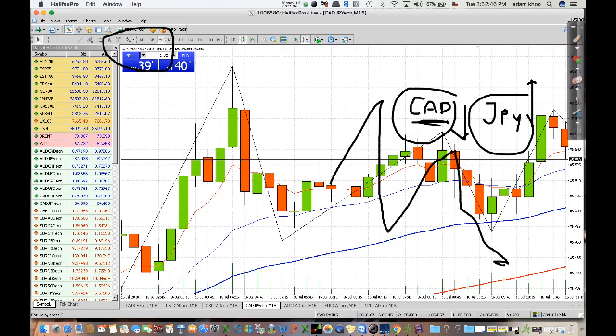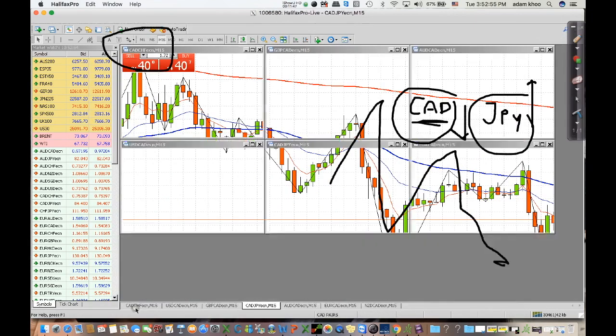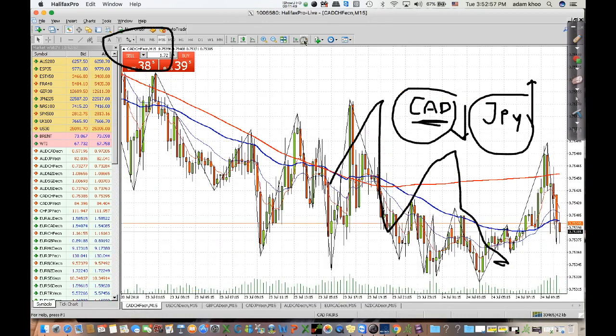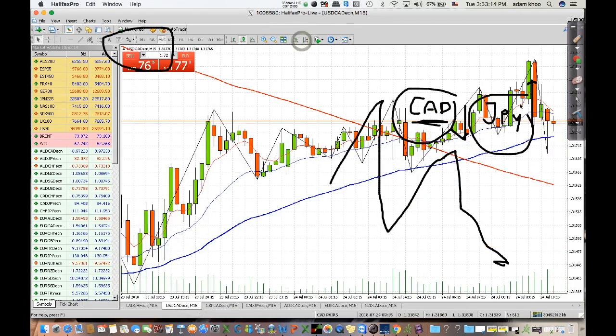And again, remember I'm short Canadian. So I want to see all the Canadian pairs showing me that the Canadian currency is weak. If I look at Canadian franc, you can see it's not weak. It looks like it's going up right now. How about dollar CAD? If Canada is going down, dollar CAD should be going up. Yes, it's going up. It's on an uptrend, right?